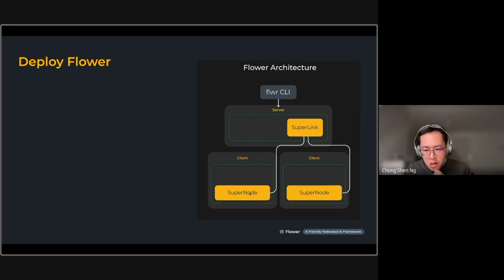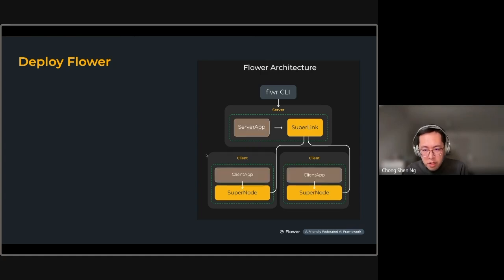Okay. On the client side, the long-running process in this case are the supernodes. The supernode is similar to the superlink, right? The job of the supernode is to receive instructions from the superlink, and then it will retrieve the trained model from the client itself, and then send it back to the superlink.